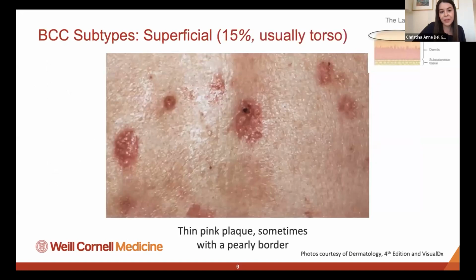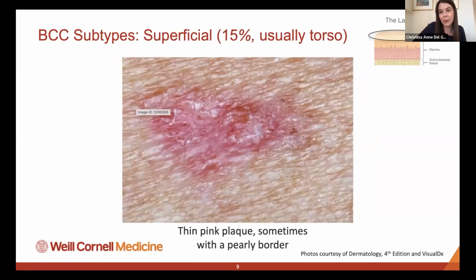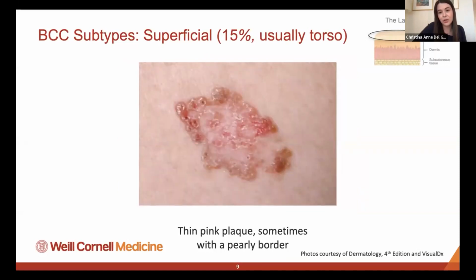There are a couple of different types of basal cell carcinoma. Superficial basal cells involve only that top layer of skin, or the epidermis. They're about 15% of all basal cells, and they usually happen on the trunk, the torso. They typically present with thin pink plaques or lesions that are kind of broad and thin. They can sometimes have a pearly hue to them, as you can see in this picture, it's kind of shiny. And sometimes they can be thin and have more of just a pearly border, as you can see in this picture.